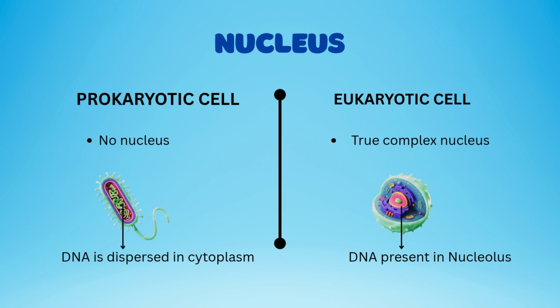Prokaryotic cells, like bacteria, don't have a true nucleus. Their DNA is loose in the cytoplasm inside a region called the nucleoid. Eukaryotic cells, found in plants, animals, fungi, and protists, do have a well-defined nucleus enclosed in a double membrane.